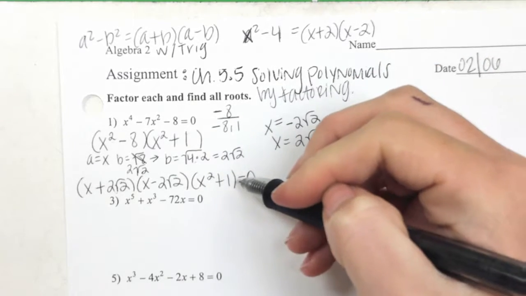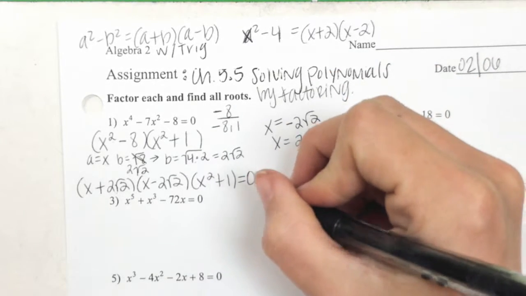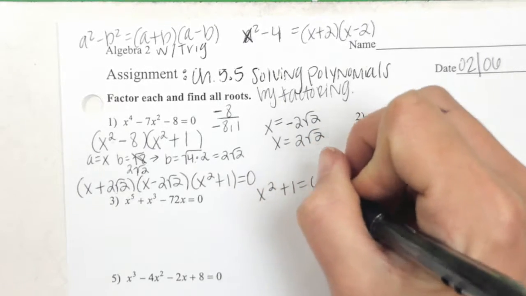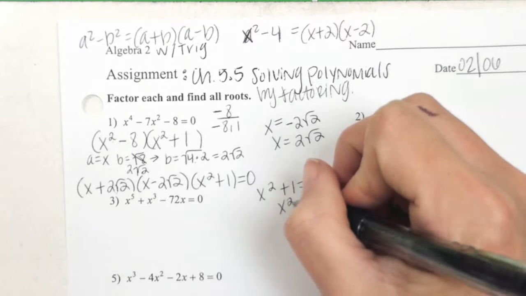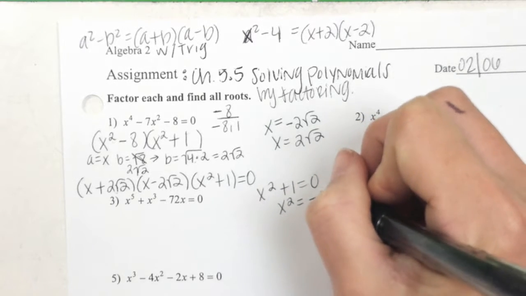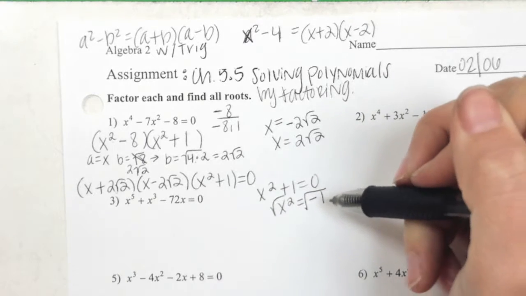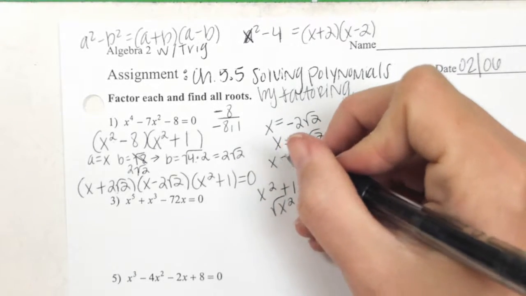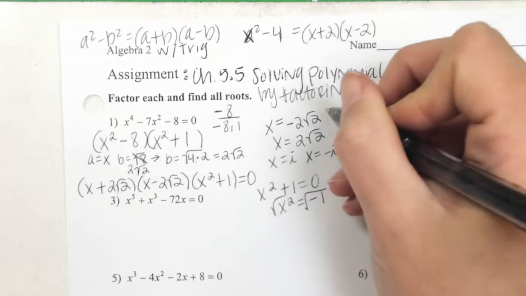But on this one, we're going to have to set up an equation. So let me do it over here. x squared plus 1 equals 0. So to solve for x, first we'd have to subtract 1. So we get x squared equals negative 1. And then if we take the square root of both sides, what's the square root of negative 1? That's correct. It's going to be i or negative i.